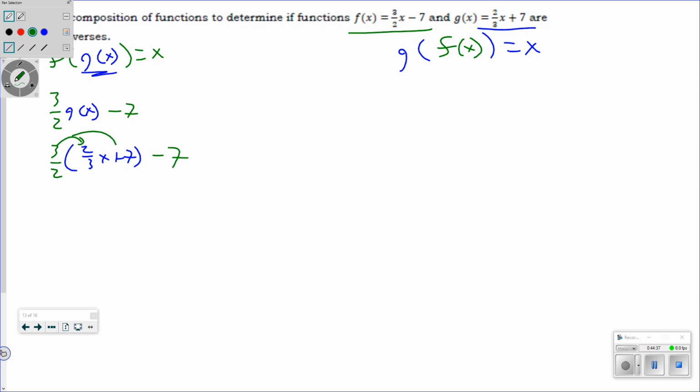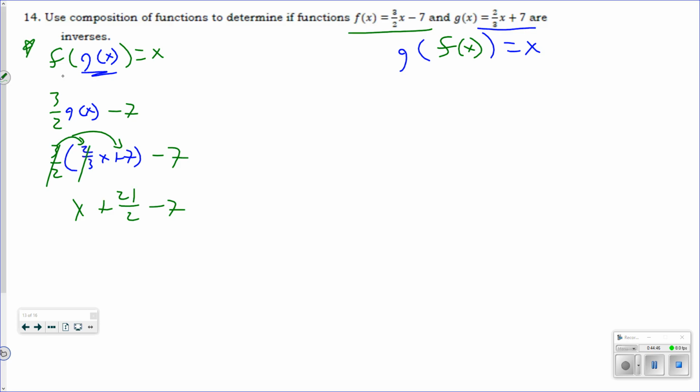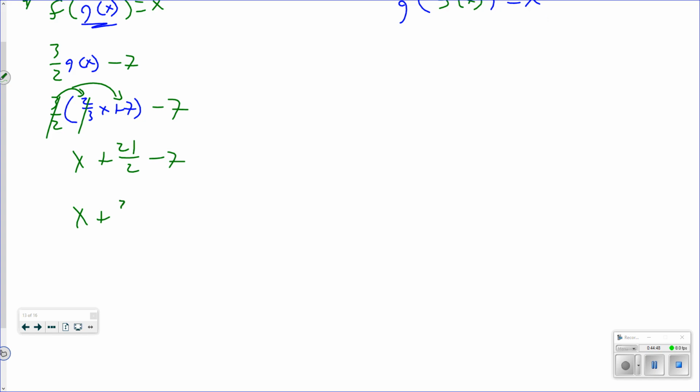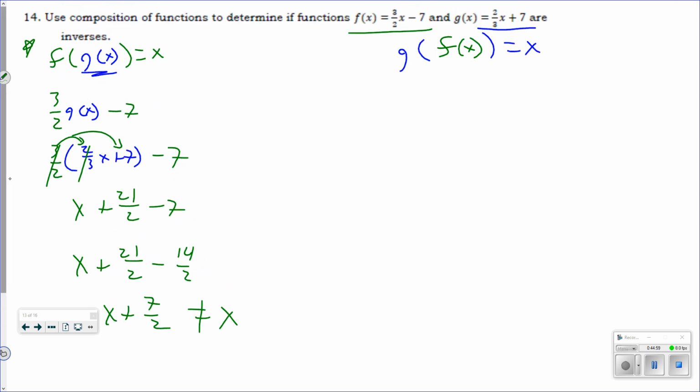Distribute this in. These cancel out. You're left with x plus 21/2 minus 7. Well, that's x plus 21/2 minus 14/2, or x plus 7 over 2. That is not x, so I don't even need to do the other one to say that these are not inverses. All right, for practice, I would plug in this one, do them both, make sure you know how to do these because these can be a little tricky.